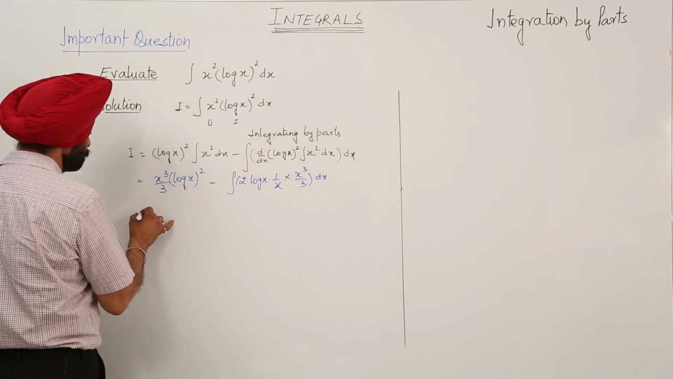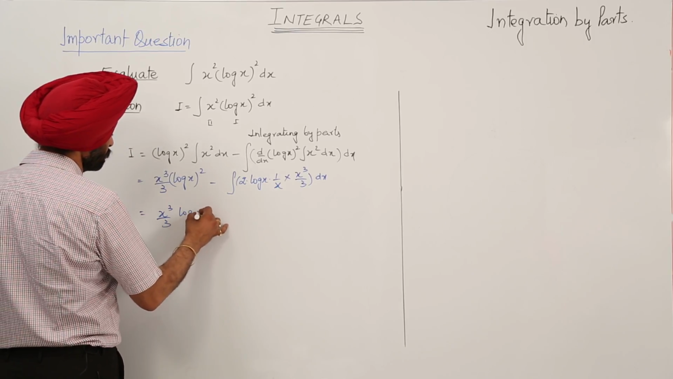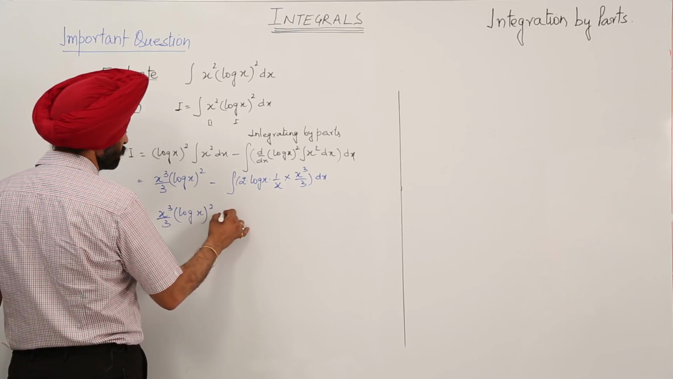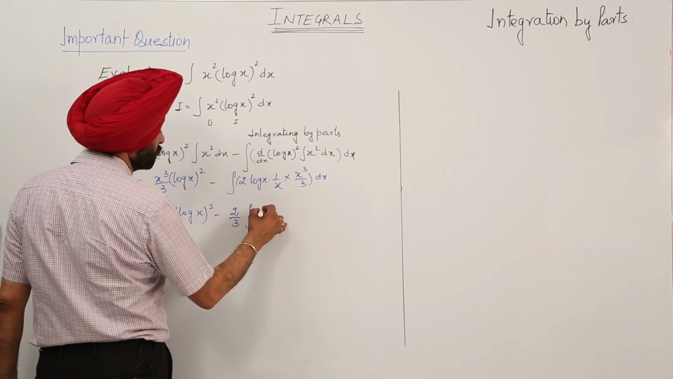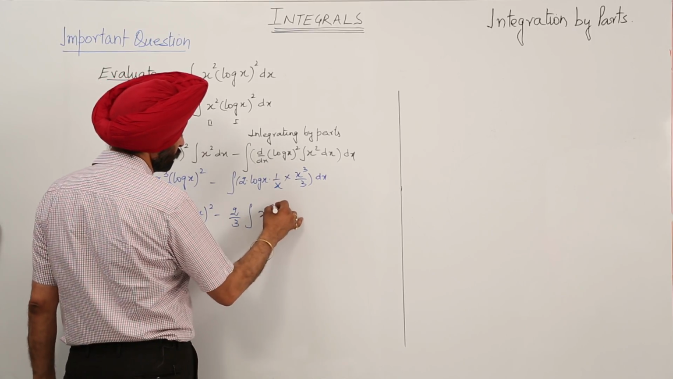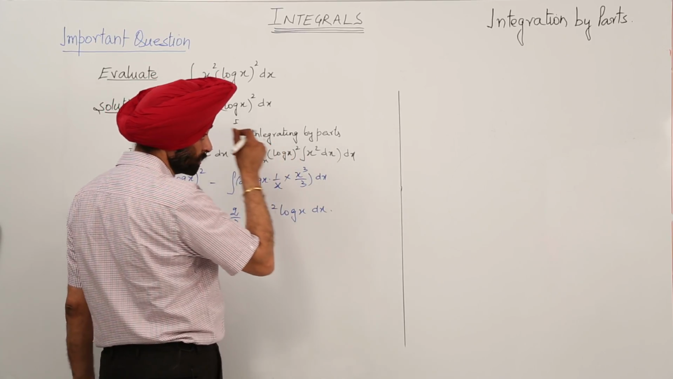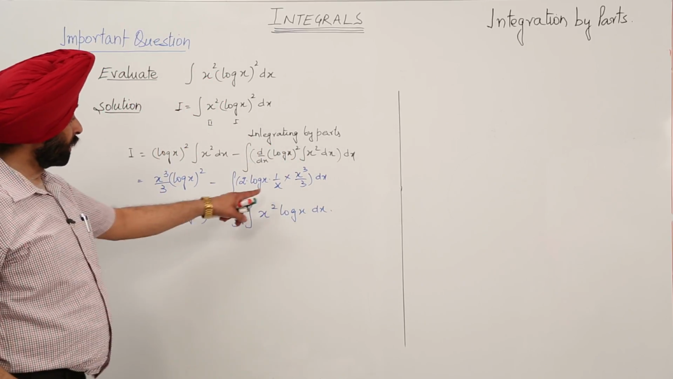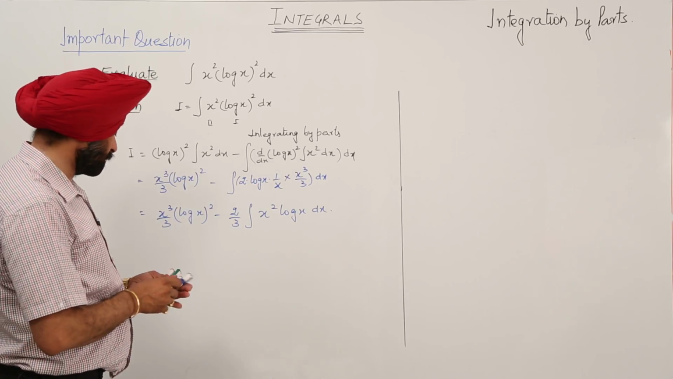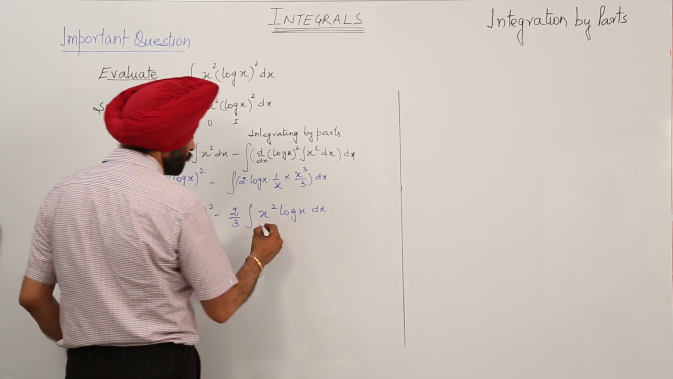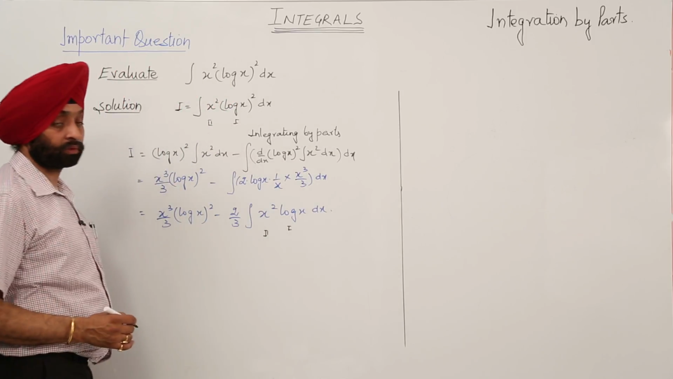Now this becomes x cube upon 3 (log x) whole square minus 2 upon 3 integration of x square log x dx. Is it clear? 1 x and 1 x cancel, so we are left with x square log x dx. Now again this becomes the second function and this becomes the first function.